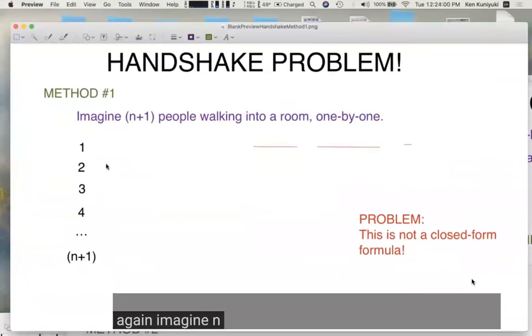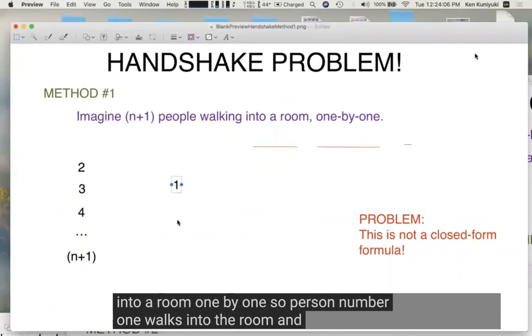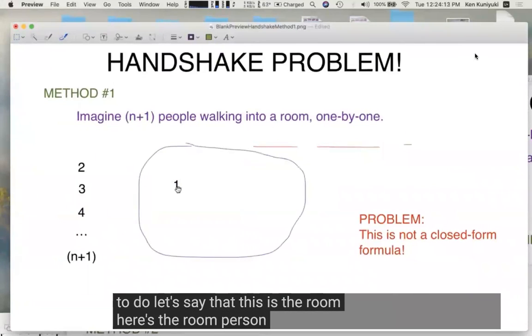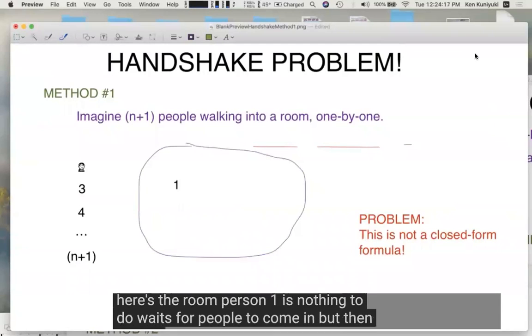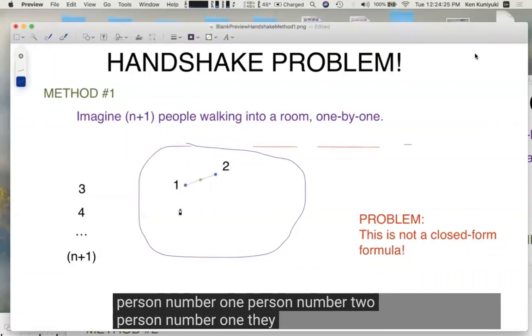Again, imagine n+1 people walking into a room one by one. So person number 1 walks into the room and has nothing to do. Let's say that this is the room. Person 1 has nothing to do, waits for people to come in. But then person number 2 comes in and says hi to person number 1. Person number 2 and person number 1 shake hands.